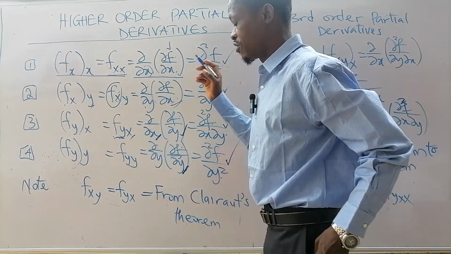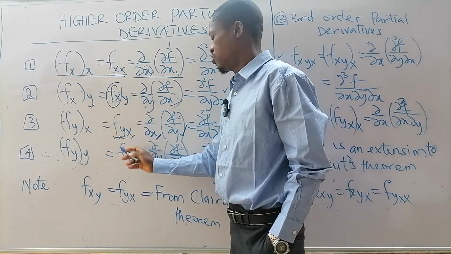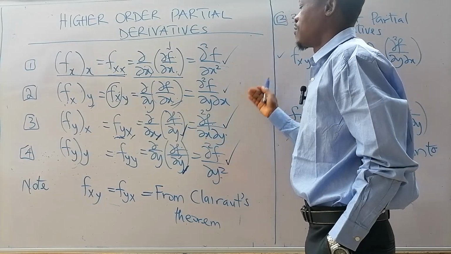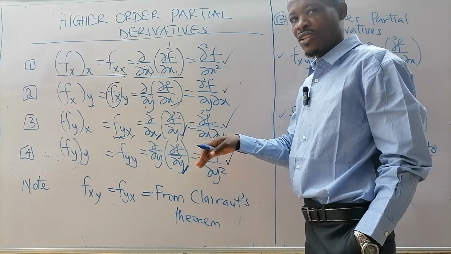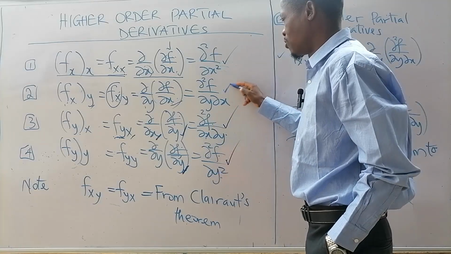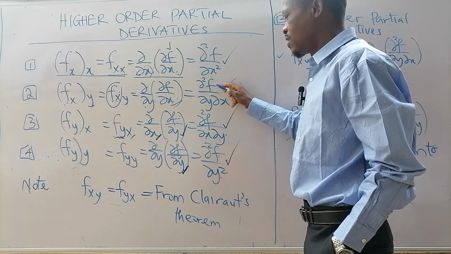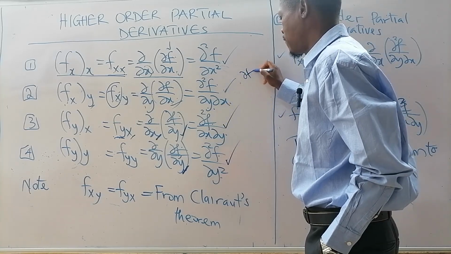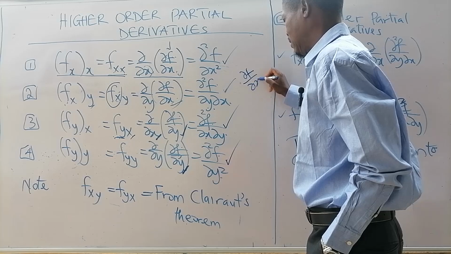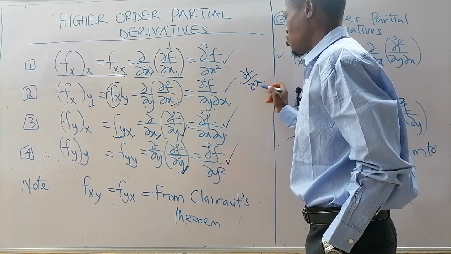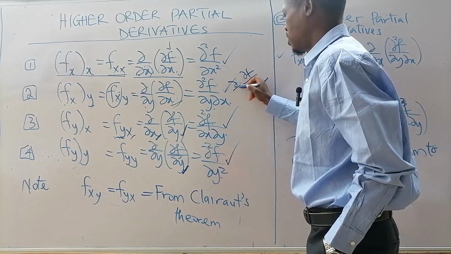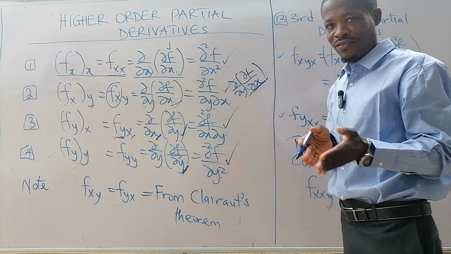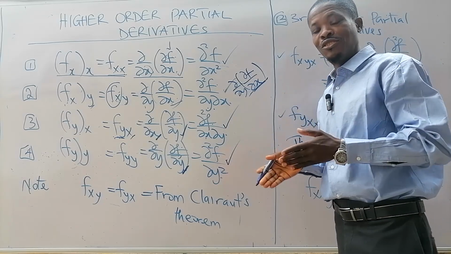So for the subscript notation, you start from left to right. For the fraction notation, you start from right to left. What does that mean? Look at this one, for example: del square f, del y, del x. If you want to do this one, you first of all do your del f del x. That's the first one. Then after that, you differentiate this function with respect to what? With respect to y. Now, fraction notation, you start from right to left.